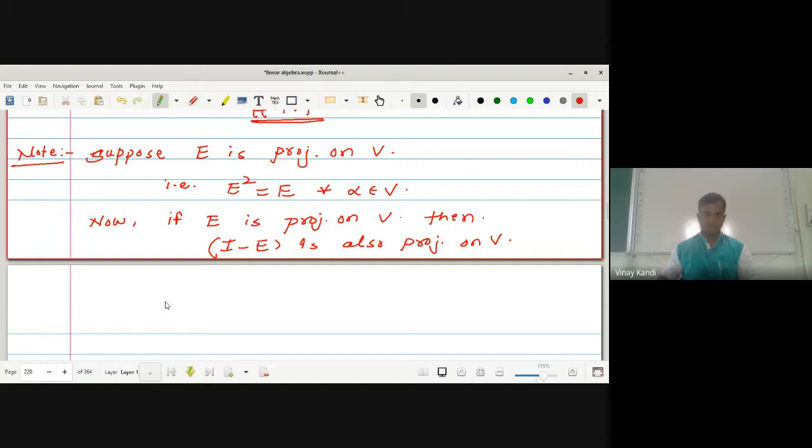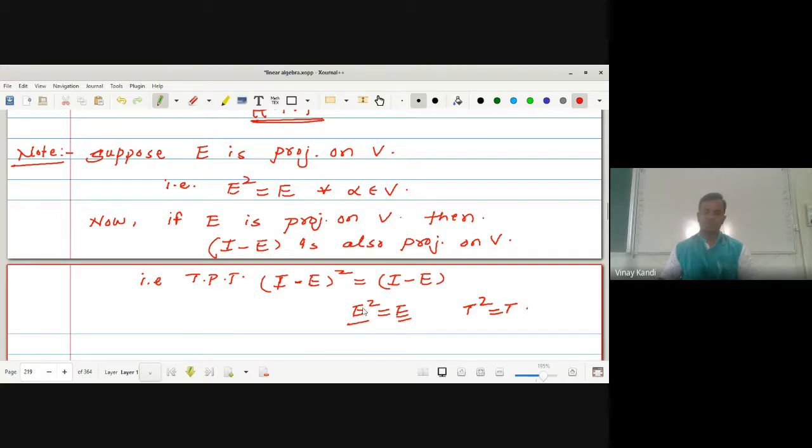How? Here we have to prove that I minus E is a projection on V. That is, we have to prove that (I minus E) squared is equal to I minus E. To show E is a projection, what do we prove? E squared is equal to E. To show T is a projection, T squared is equal to T. These are only notations. So we have to show that (I minus E) squared is equal to I minus E. Now consider (I minus E) squared.